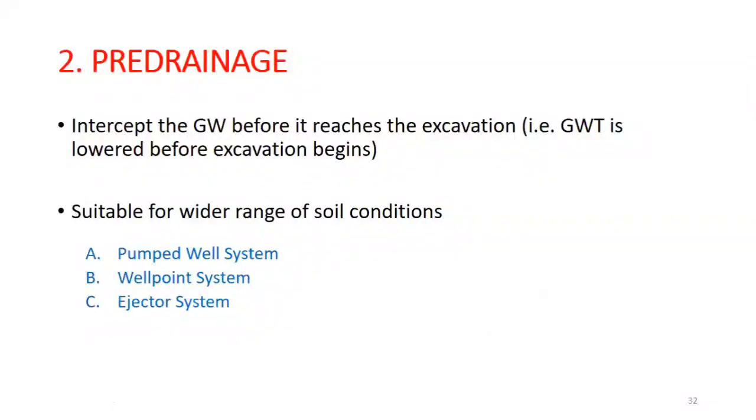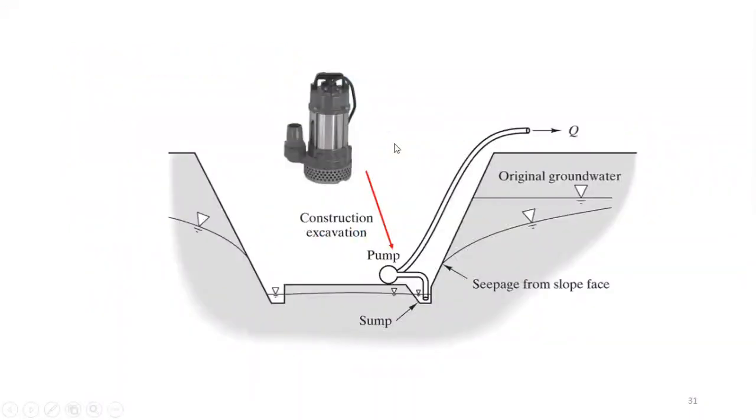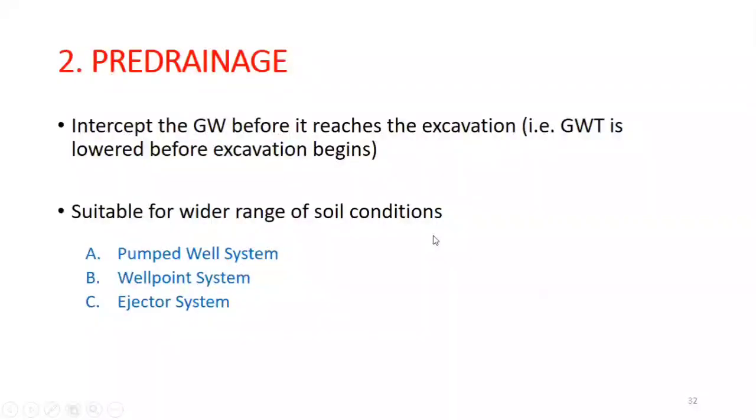To overcome this problem, you can go for another method called pre-drainage. What does that mean? It means that rather than allowing the groundwater to come into the excavation, you intercept it before it reaches the excavation. Like in this case, we are allowing it to come into the excavation. So you can stop it somewhere here so that it does not come into the excavation itself. Now, how to do that? That is done by a system I will show you afterwards. So you can say that the groundwater table is lowered before the excavation begins. You can bring the water table down before you start your excavation.